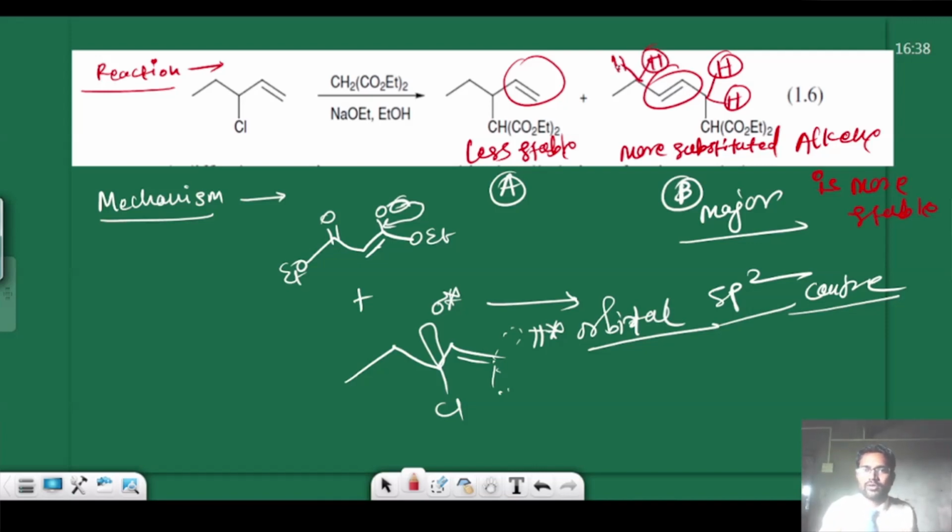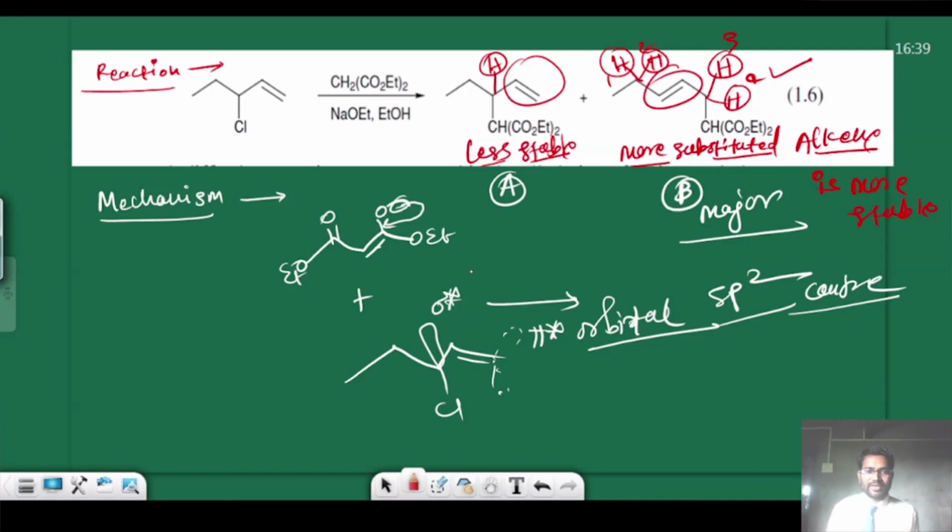Count the alpha hydrogens. If the number of alpha hydrogens is more, then that structure becomes more stable. Here only one alpha hydrogen is present, and here there are 1, 2, 3, 4 hydrogens present. So here more alpha hydrogens are present, and that is why it has more hyperconjugative structures. Here the structure is less hyperconjugated, that is why it is less stable. So a more substituted alkene is more stable, and a less substituted alkene is less stable. That is why it will form majorly.